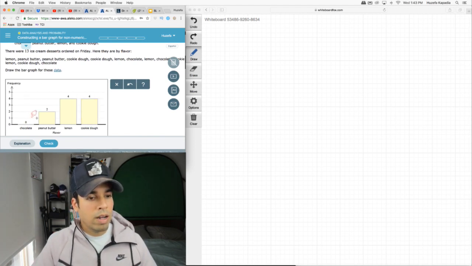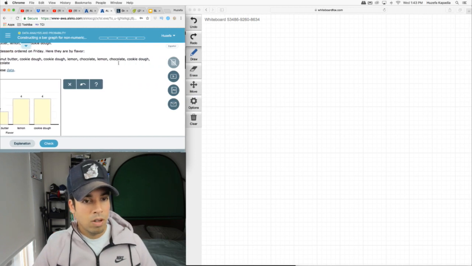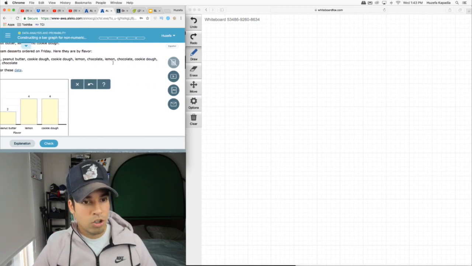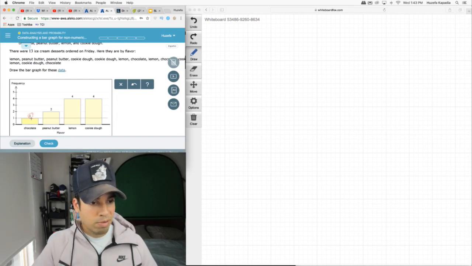Now I could go right ahead and say, well, I know there's 13 total. This adds up to 10. Therefore, there's got to be 3 chocolates. Don't do that. Be careful and count them out, because then that's your way of verifying, did you make a mistake with some of these other counts? So let's look at chocolate. I see 1 chocolate, 2 chocolates, 3 chocolates. That's what we predicted. That's what we wanted to see. I feel pretty confident that this is correct.